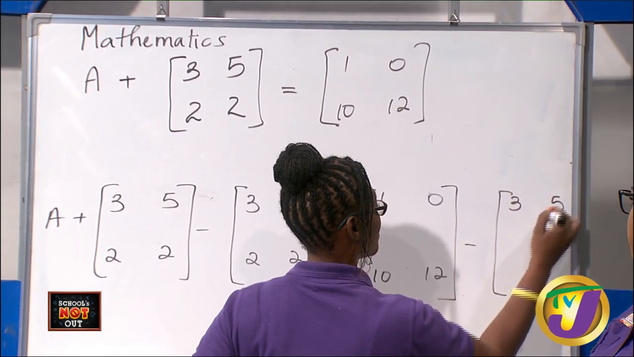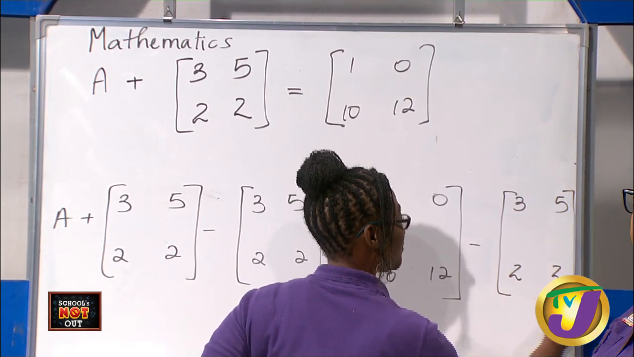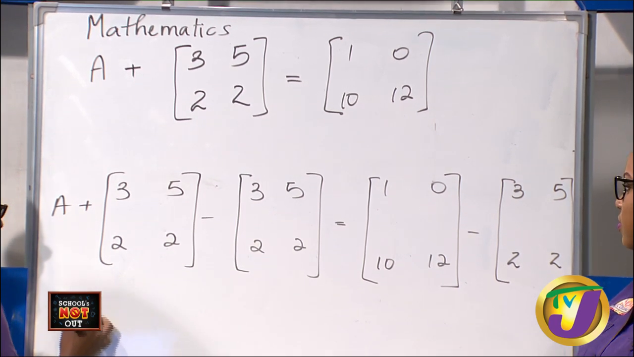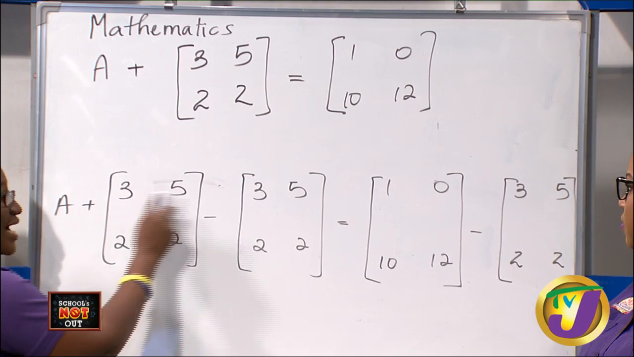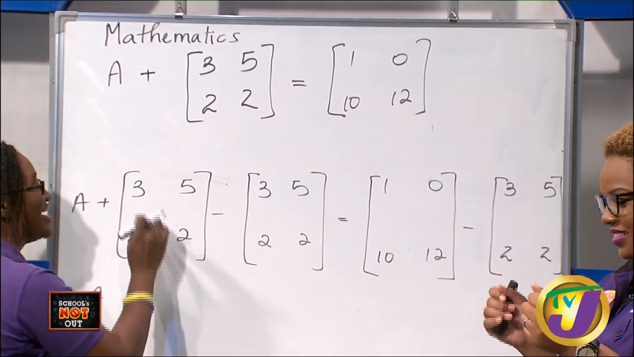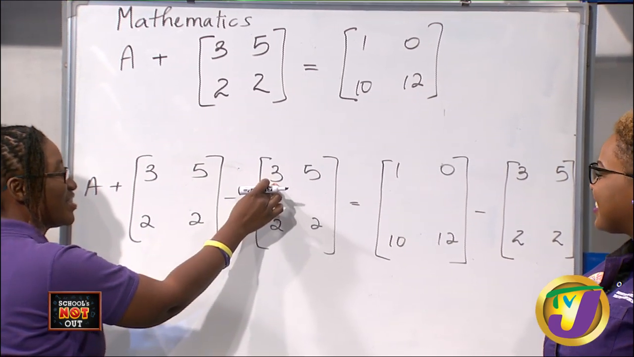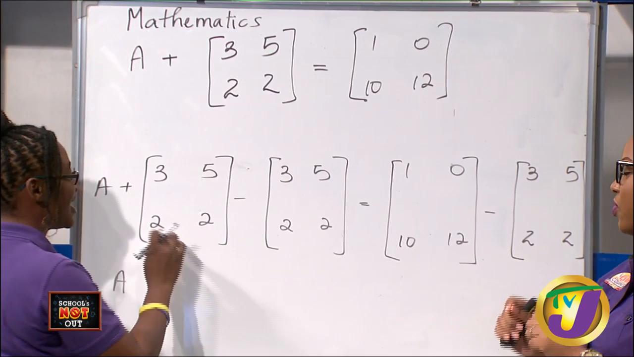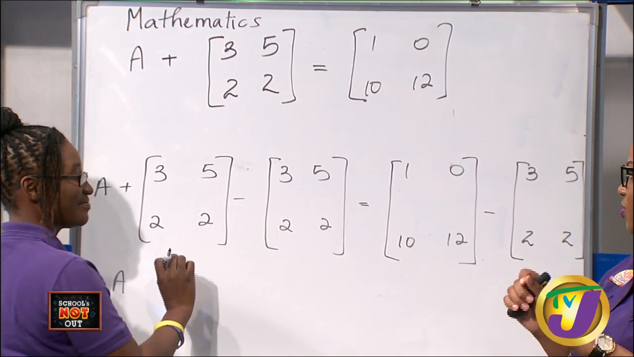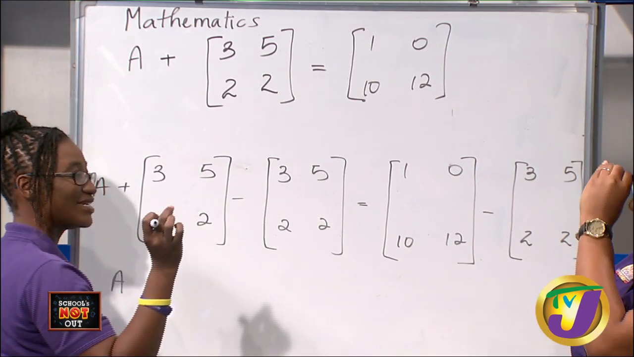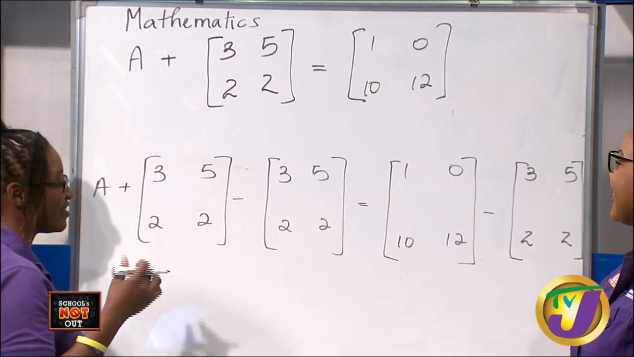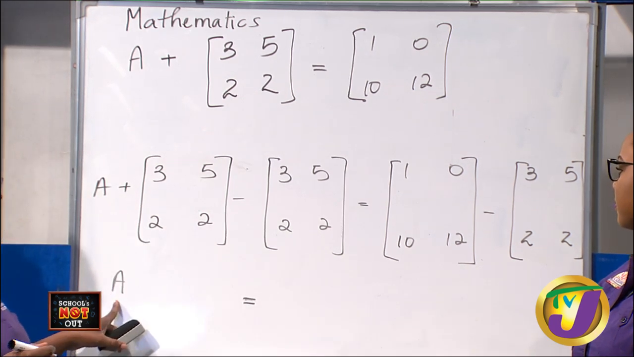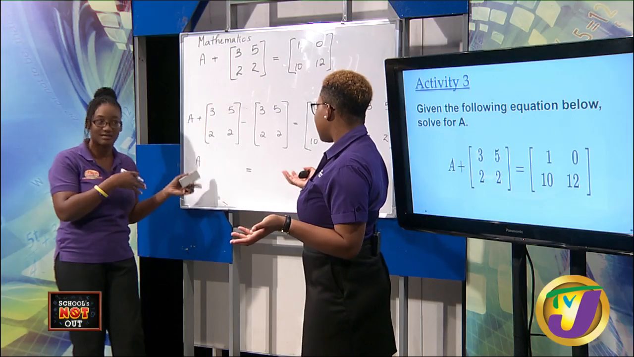Three, 5, 2, 2. All right, I managed to fit it in. You did. Okay, so here's our matrix A, and we're going to look at the corresponding elements. So 3 take away 3 is 0. 5 take away 5 is 0. 2 take away 2 is 0. And this 2 take away this 2 is 0. So we have a 0 matrix right there. Anyway, let's check what's on the other side. So right now we have A plus 0, and we know that leaves us with A.